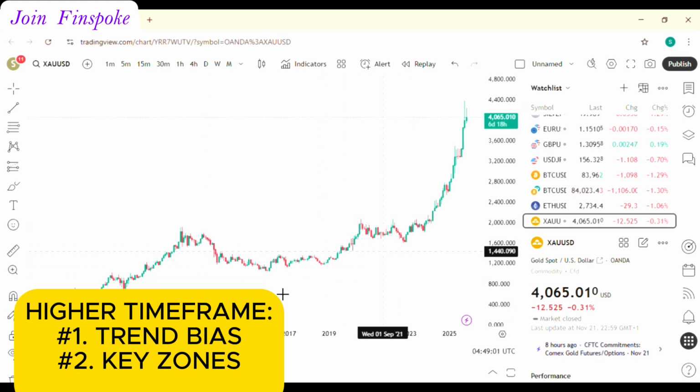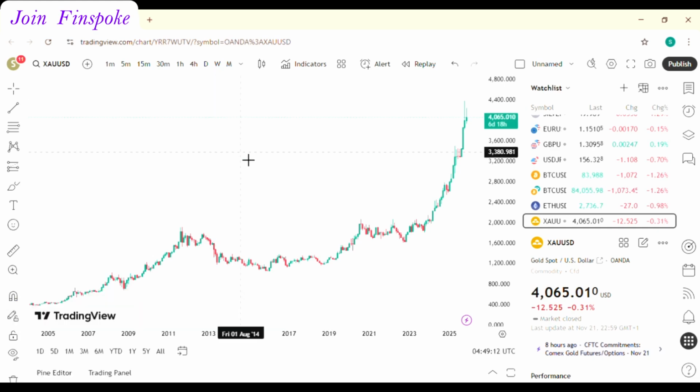And in this higher time frame, this is the monthly time frame. You can start with the monthly time frame, you can start with the weekly time frame. But for educational purposes and the purpose of this video, I'm going to start with the higher time frame for clarity's sake. We're going to look for two major things here.